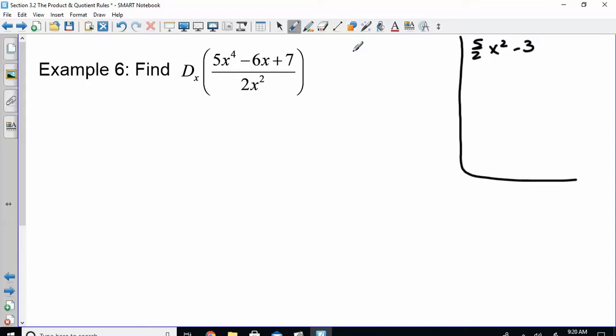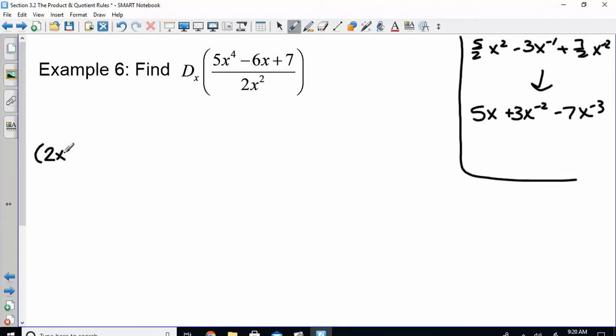We would have had 5 halves x squared minus 3x over x squared be x to the negative 1 plus 7 halves x to the negative 2. And then when you did the derivative of this, the 2 comes down, so you get 5x plus 3x to the negative 2 minus 7x to the negative 3. And that would be much, much faster. Let's do our quotient rule and see if we get the same thing. Okay. So quotient rule says low, so that's the bottom, d high, derivative of the top. So what's the derivative of the top?